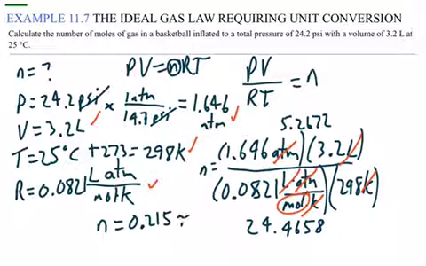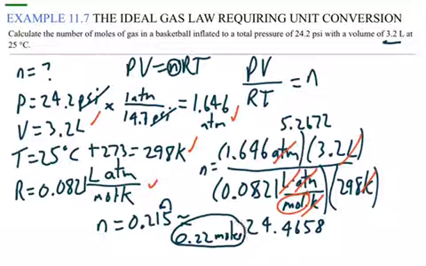Now, we're going to round this because notice that 3.2 has only two significant digits. So we're going to round this so that the answer is 0.22. We're going to bump that up here. Moles. And this will be our answer to the number of moles of gas that would be needed to inflate the basketball. Okay? Let's take a look at one more.